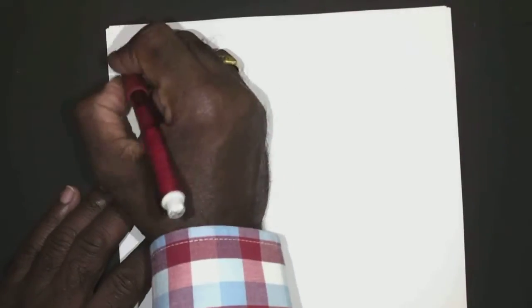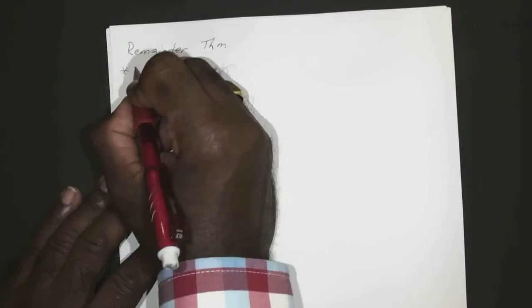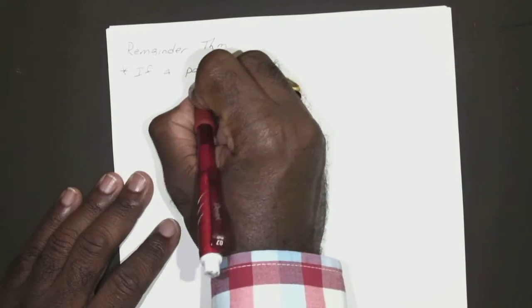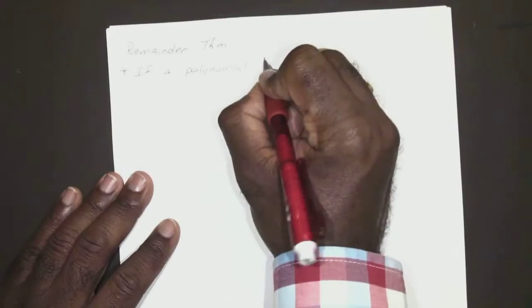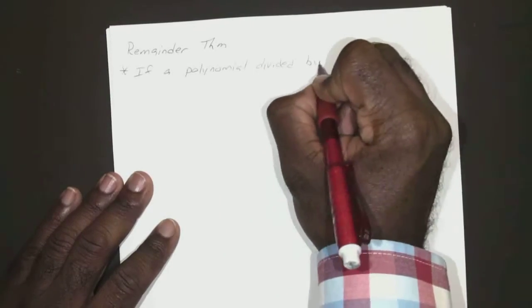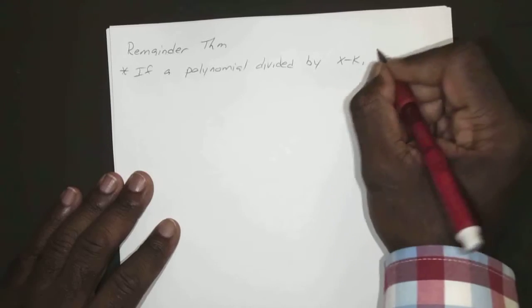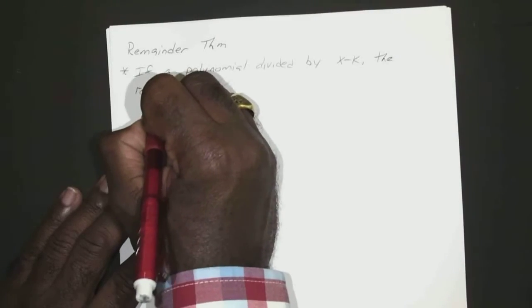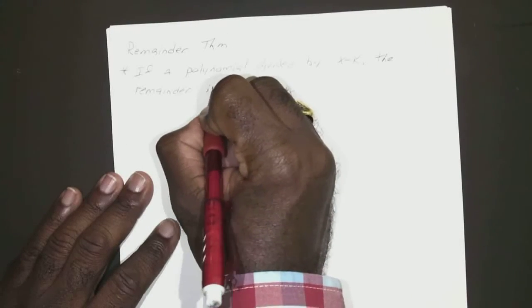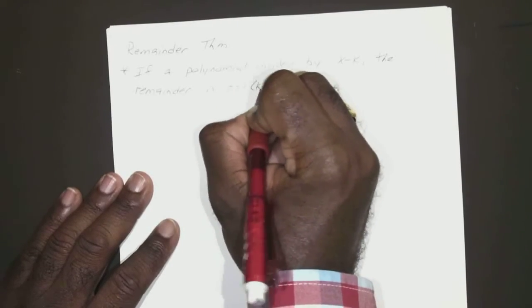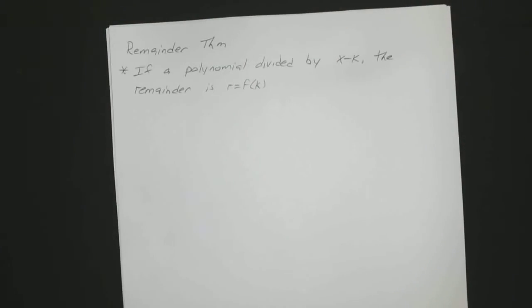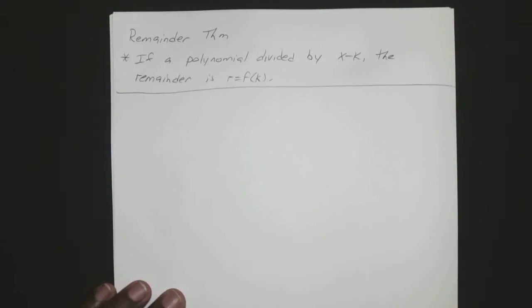Okay, so we're going to use synthetic division to cover what they call the remainder theorem. So if you have a polynomial divided by x minus k, the remainder is r equals f of k. Okay, and I'll show you how that actually comes into play.